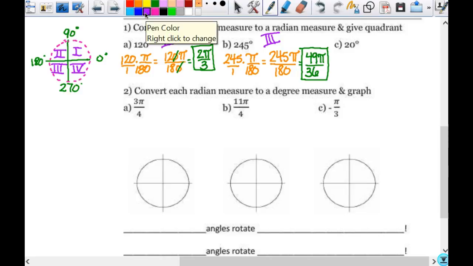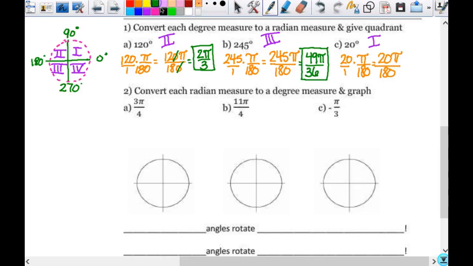20 degrees, what quadrant would I be in? First quadrant. Okay, and then that's going to give me 20 times pi over 180. That over 1, so I get 20 pi over 180. What does that reduce to? Pi over 9. Yes. Pi 9ths.